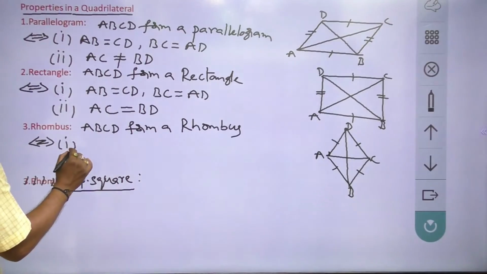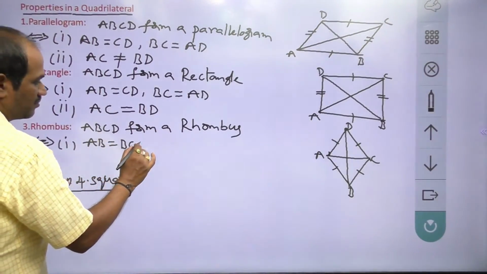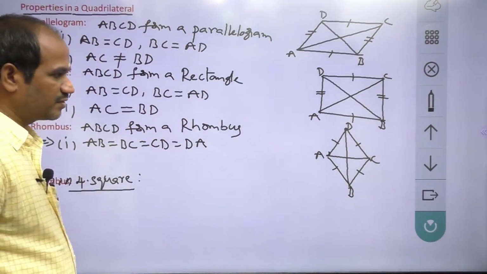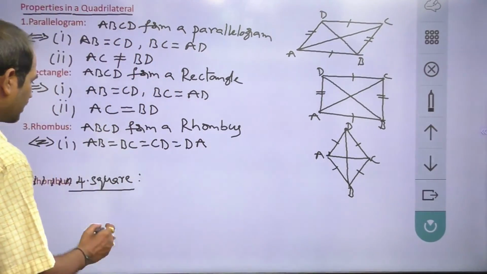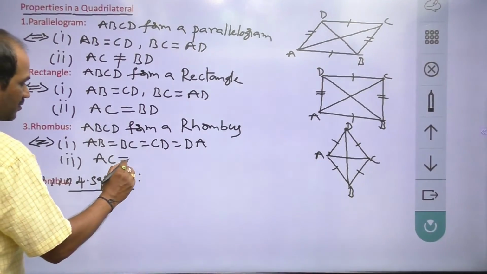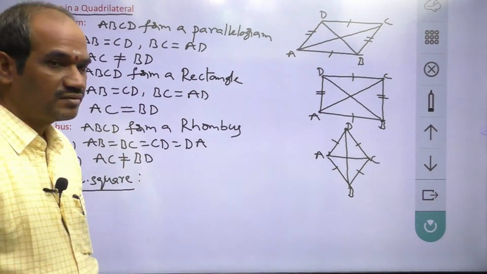In the first condition, the lengths of all sides are equal: AB is equal to BC is equal to CD is equal to DA. Next, the second condition: the diagonals are not equal, AC is not equal to BD.